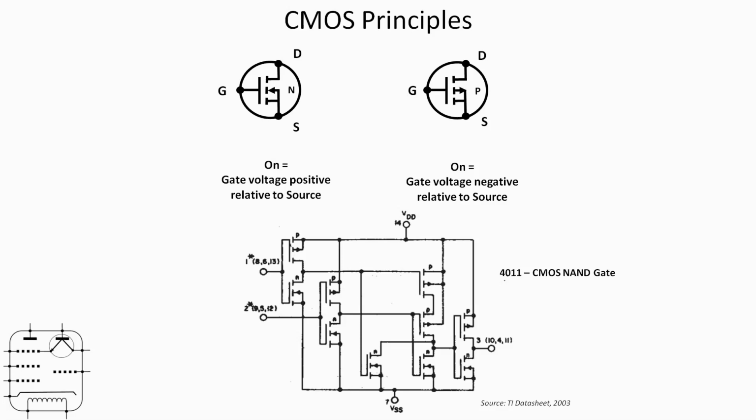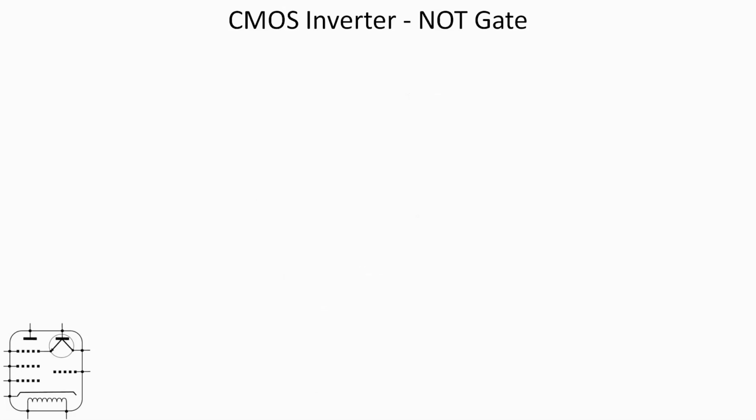NAND gates are slightly more complicated, so we'll come back to NAND gates, but let's start with something a little more simple, see if we can get that to work. So what we're going to do is an inverter, or a NOT gate if you like, the truth table being when the input is high the output should be low, when the input is low the output should be high, so the output is not the input if you like.